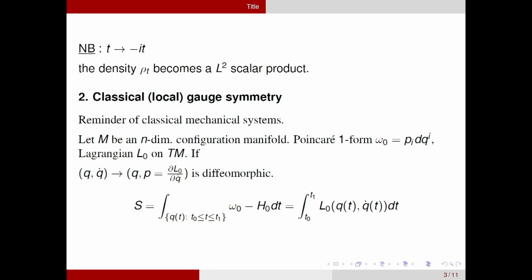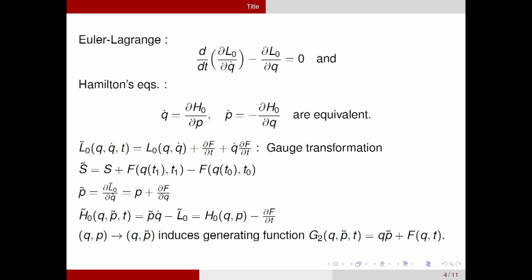Let me remind you of something that you all know. A classical dynamical system, that is a one-form, the Poincaré one. Suppose that the change of variable is a diffeomorphism. So you can define the action as a difference between omega 0 and a Hamiltonian dt. And this one is equal to the Lagrangian. So you have the two usual Lagrangian and Hamiltonian equations. I'm going to talk essentially about this kind of change here. A gauge transformation, a classical one.